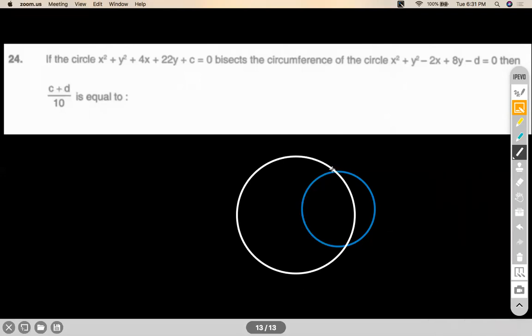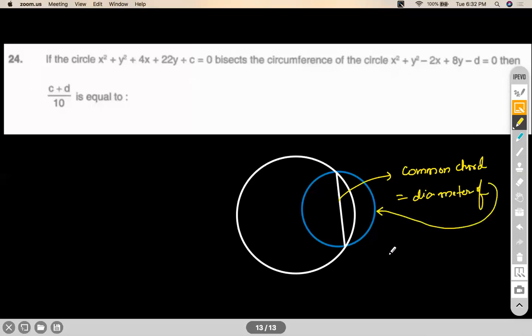See, if the white circle bisects the circumference of the blue circle, it is very obvious that the common chord will actually be the diameter of the blue circle. So common chord equation is S minus S double dash equal to 0. So just subtract these two equations, you'll get the equation of the common chord, which is in this case 6x plus 14y.